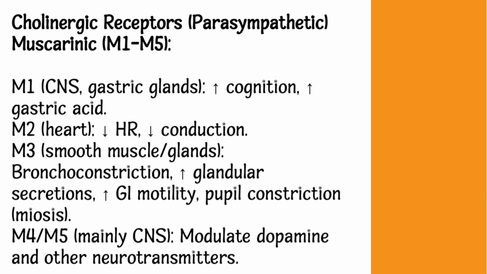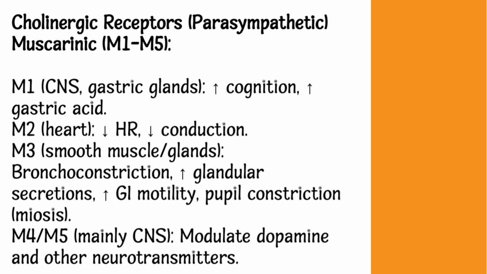For M3, the M3 receptors, that is the muscarinic 3 receptors, they are found in the smooth muscles and the glands. So they are involved in bronchial constriction. They increase glandular secretions. That's different glands in the body, not a specific gland. It increases GI motility and it causes pupil constriction. For M4 and M5, they are mostly located in the CNS. They modulate dopamine and other neurotransmitters.